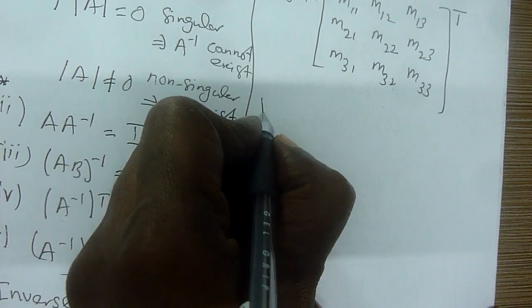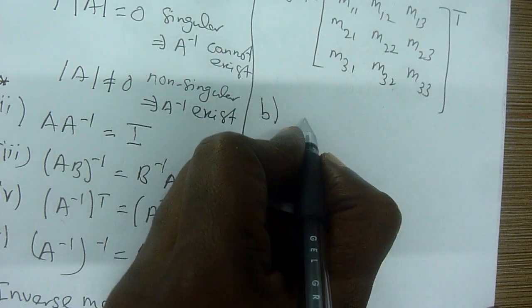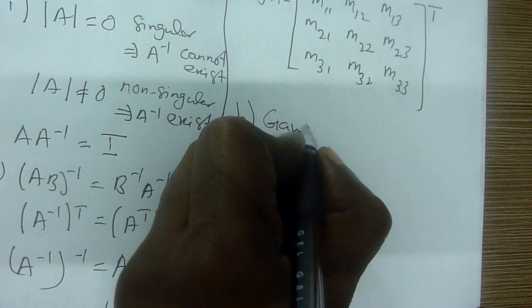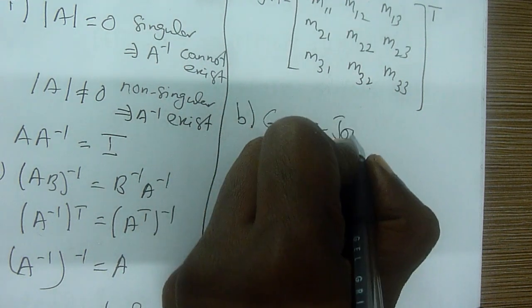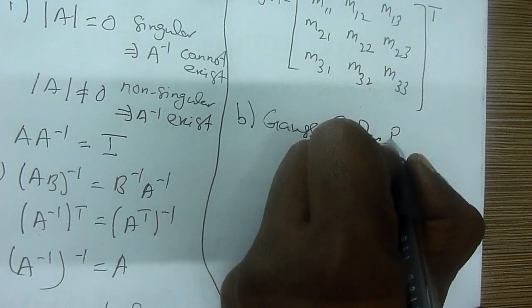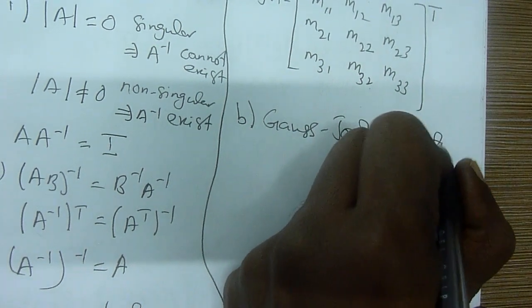Okay. The next one is B. We go for the Gauss-Jordan reduction.